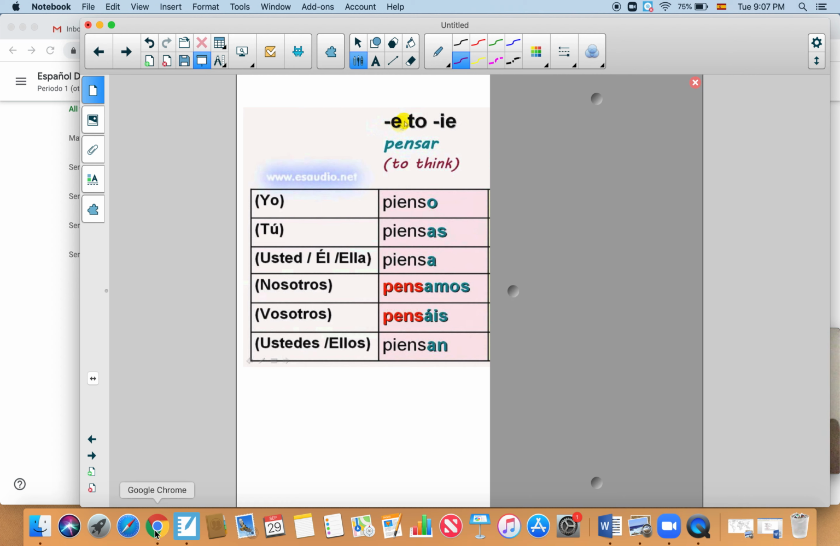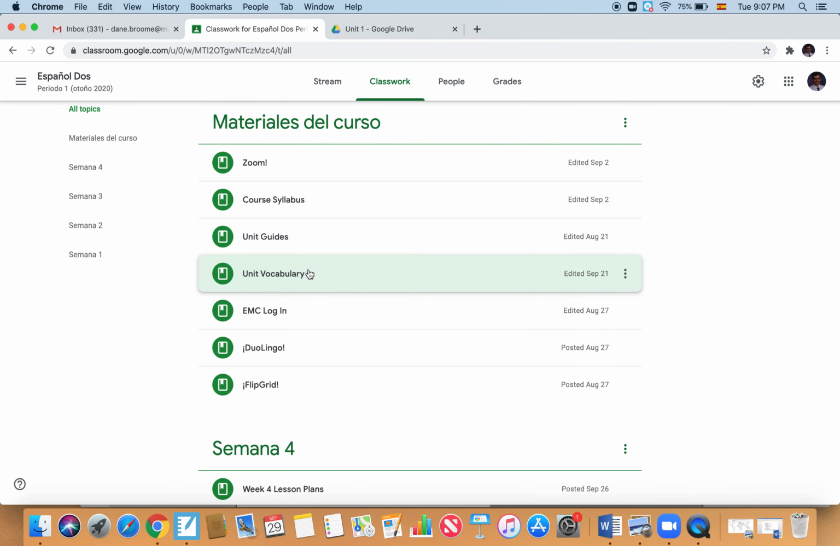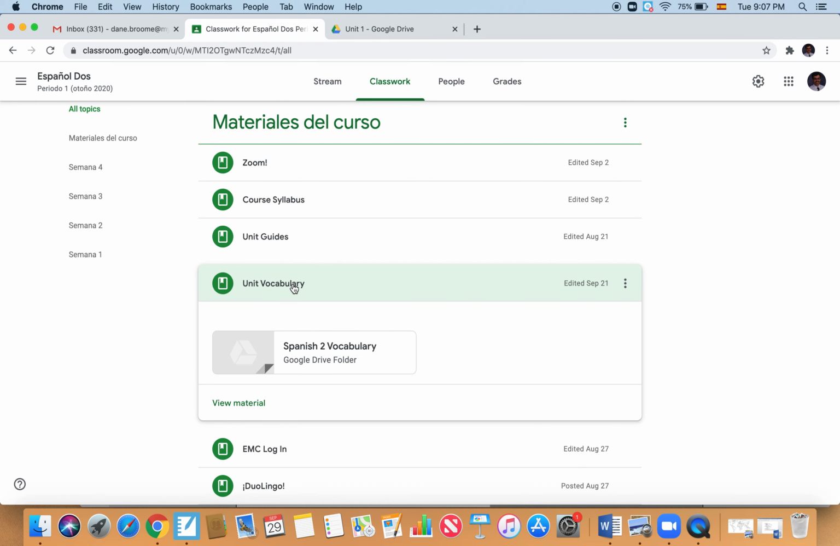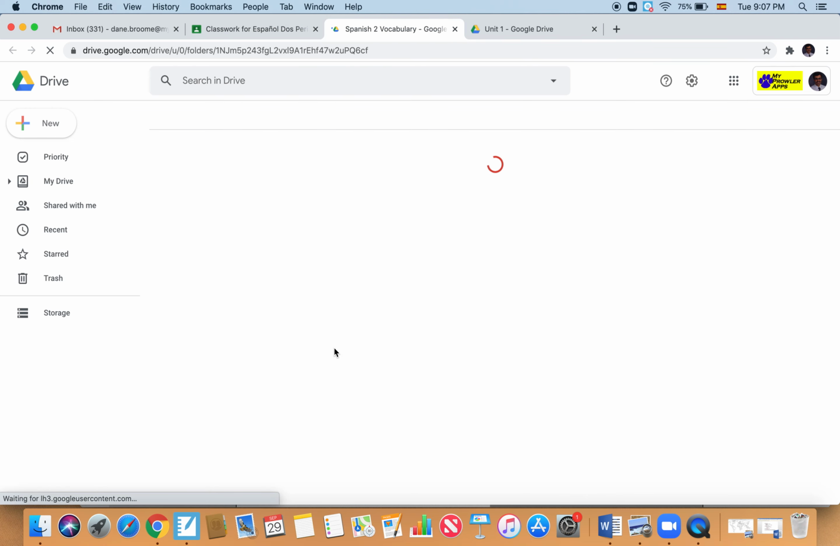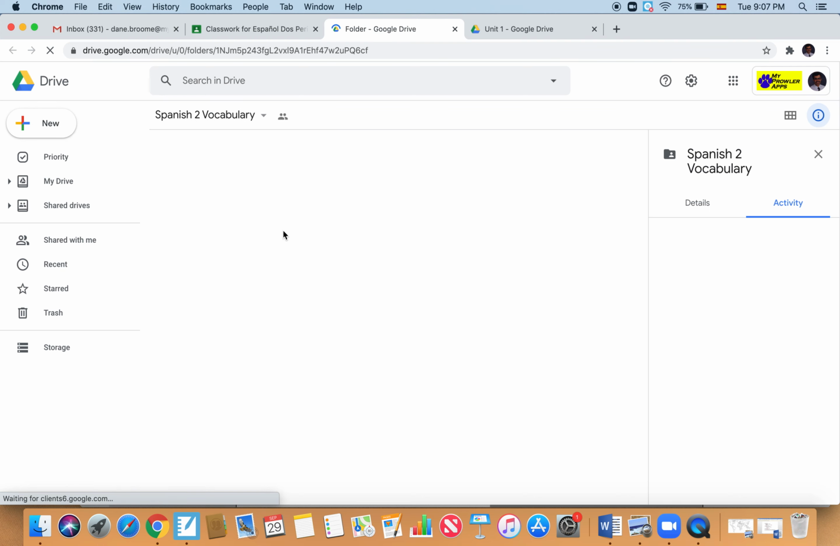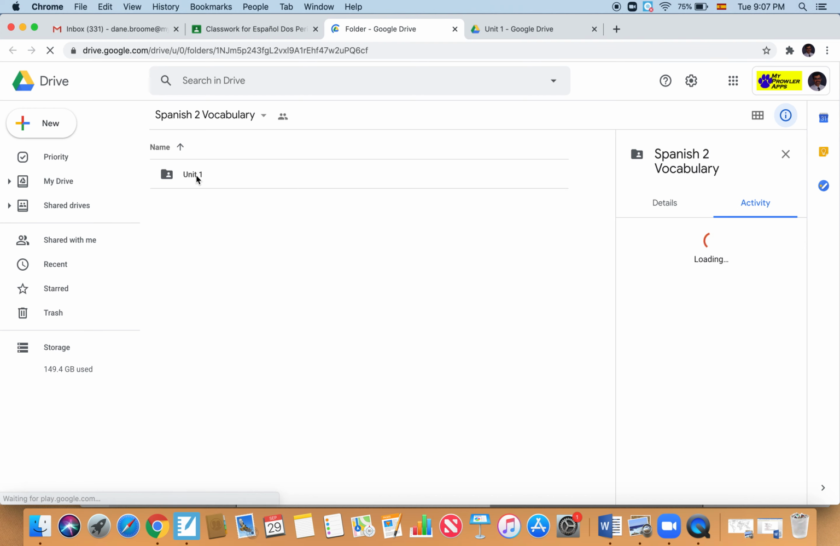Okay, we have a whole list of them on our vocabulary for this section of the unit. If you don't have a pink sheet yet, you can go into Google Classroom and find unit vocabulary, Spanish 2 vocabulary. And we are still in Unit 1. I believe that's the only folder you will find here. Correct.